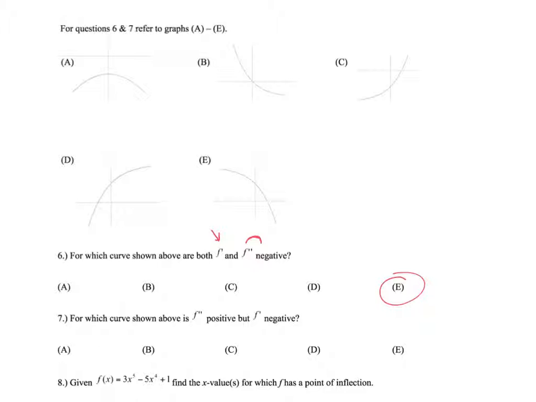For question 7, we're looking at second derivative positive, so concave up, and first derivative negative, so it has to be going down. Again, A starts off increasing, so that's out. B is decreasing, and it is concave up. So B would have a positive second derivative and a negative first derivative.